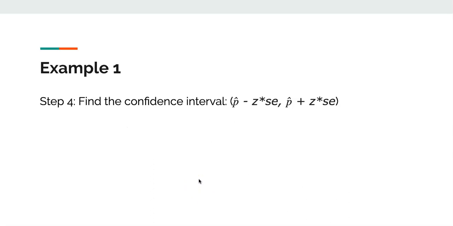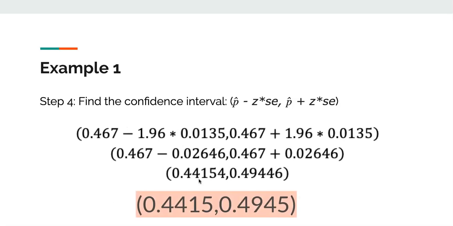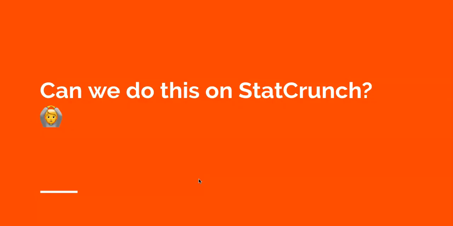But you may wonder, a good question, like, can we do this on StatCrunch? And the answer is yes. Yes, you can. But I needed to show you how we're using the Z-score and standard error to create the margin of error, to add and subtract from the point estimate to create the upper limit and the lower limit to make the confidence interval. But we can ask StatCrunch to do all that for us.